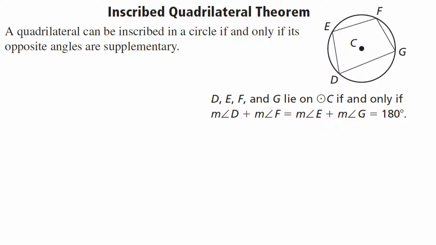So the measure of angle D plus the measure of angle F has to be 180 degrees. The measure of angle E plus the measure of angle G also has to add up to 180 degrees. Both pairs have to be supplementary pairs.